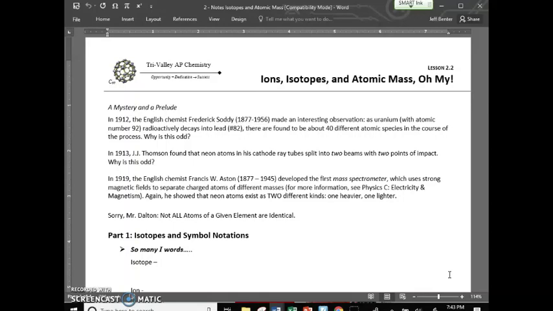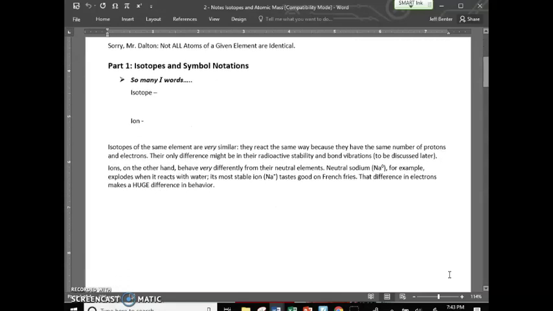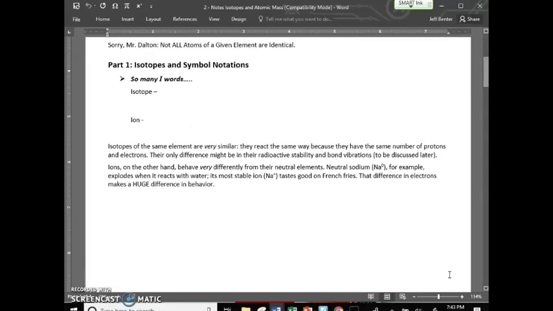And so, in conclusion, then, Mr. Dalton was wrong on one other point as well. Not only were atoms not the smallest particle of matter, but all atoms of a given element were not identical. They had different masses. And so some vocabulary you're probably familiar with. Isotopes are atoms of the same element that have different masses.